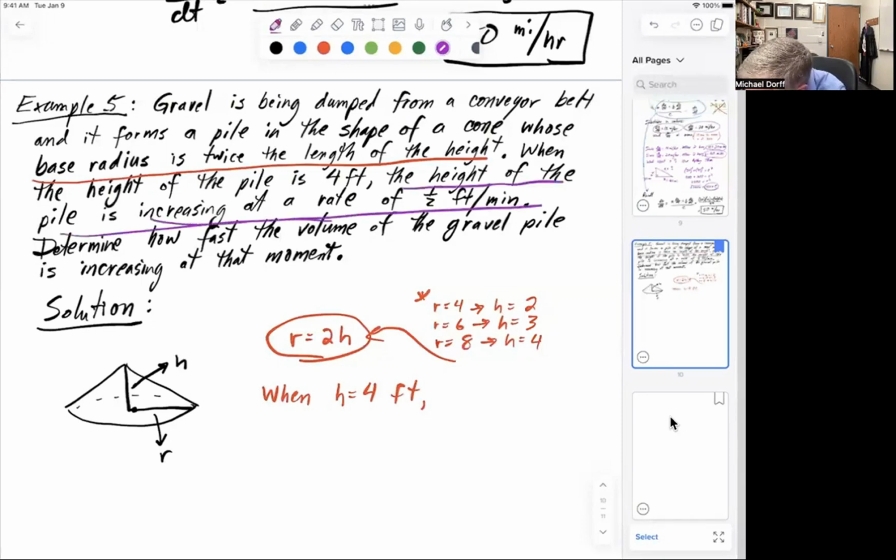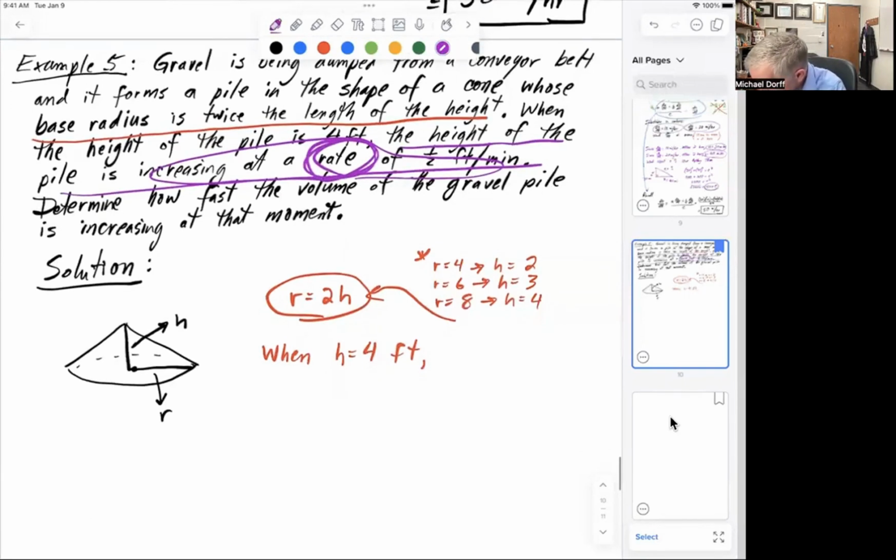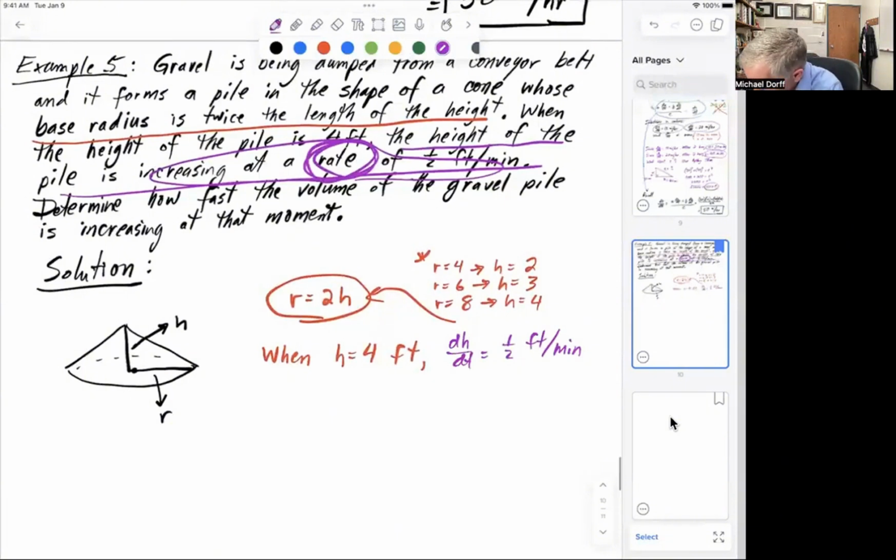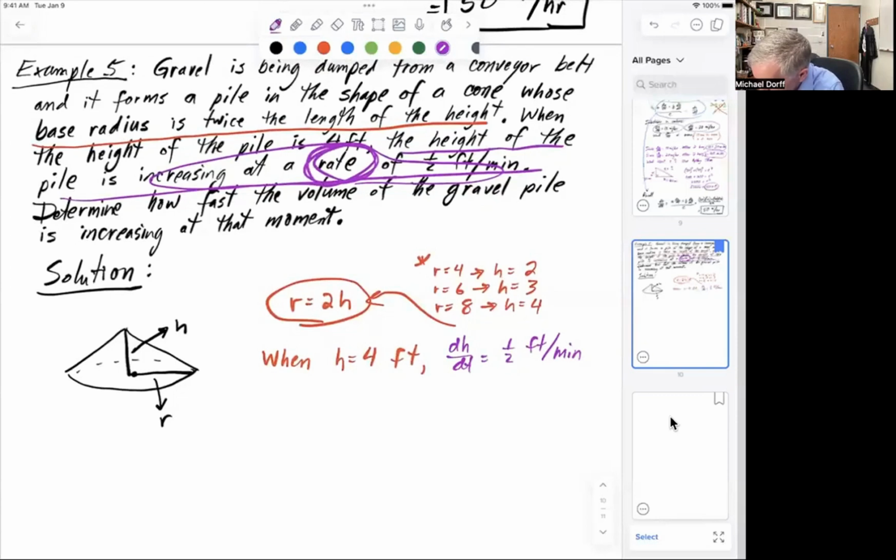Okay, H is 4, the height is increasing at a rate. So it's increasing at this rate of 1/2. And we've got a rate in there, so that means it's going to be a derivative. So I'm going to have dH/dt equals 1/2 feet per minute. When you've got time in there, you're going to have the dt in the denominator. So it's going to be dH/dt because I have feet per minute. When I don't have a derivative and it's just feet, then it's going to be h. There's no dt there. Okay, we know that when h is 4, dH/dt is 1/2.